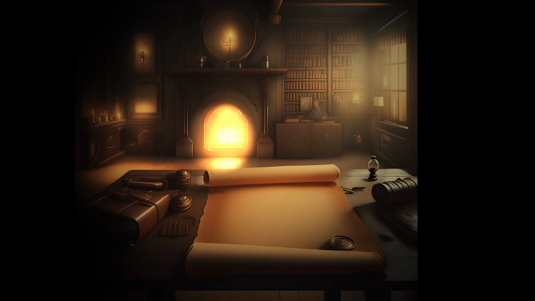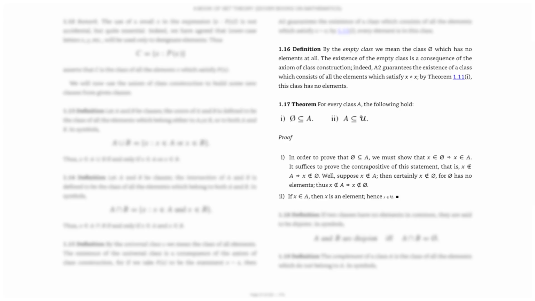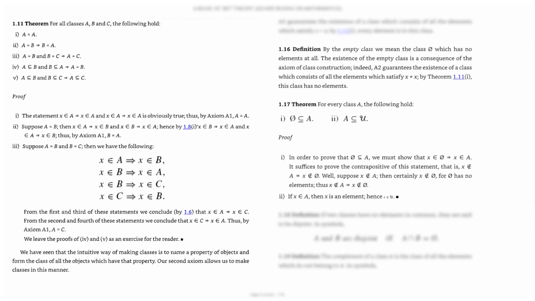All right, excellent. So do we want to jump into the 2 defined types of classes, if that's the right terminology? I'm referring to the universal and empty class, the classes that have their specific name introduced here in Chapter 1. Yeah, this is pretty straightforward, and it should be. The empty class is the class that has no elements at all. We use the 0 with a slash through it. The existence of the empty class is a consequence of the axiom of class construction. Indeed, A2 guarantees the existence of a class, by theorem 1.11.